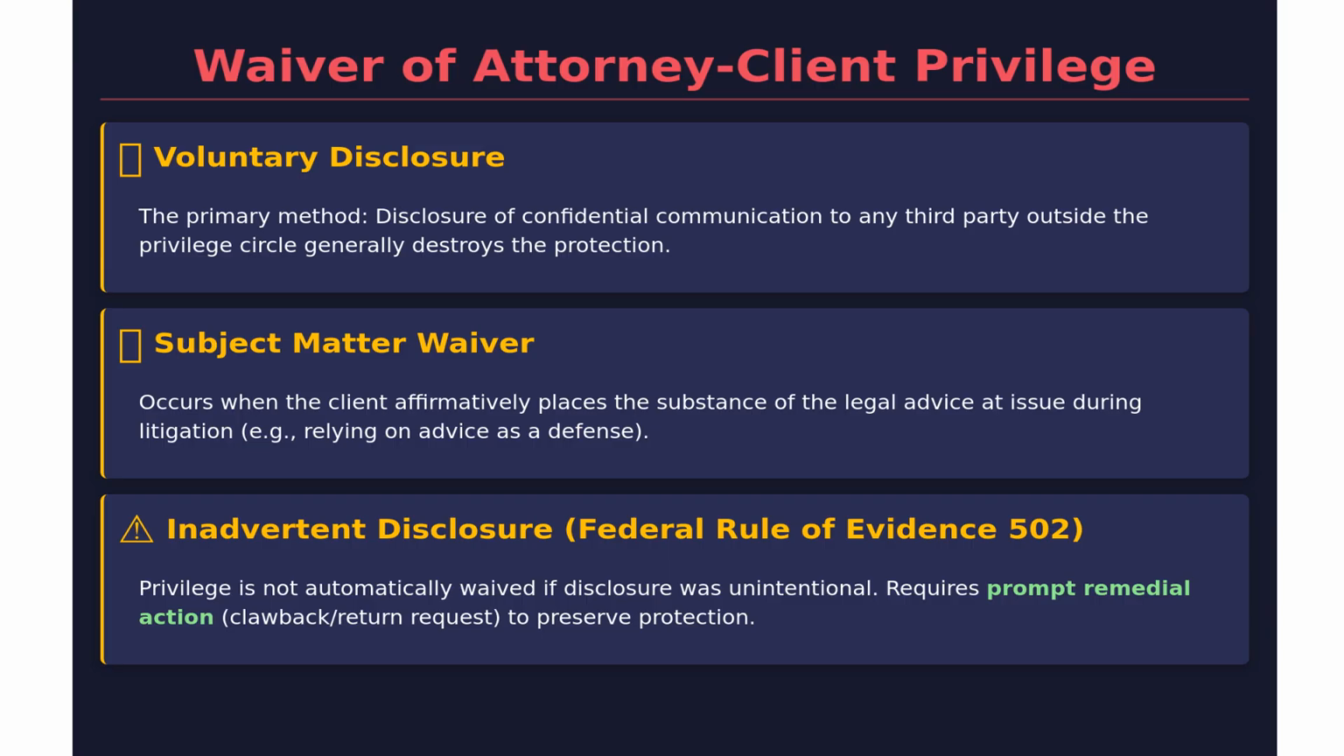Finally, we must address inadvertent disclosure. Federal Rule of Evidence 502 provides relief here. If privileged material is disclosed unintentionally, the privilege is not automatically waived, provided the holder takes prompt remedial action, such as requesting the return of the documents. This rule also allows for clawback agreements between parties to manage inadvertent production without waiving privilege over related material.